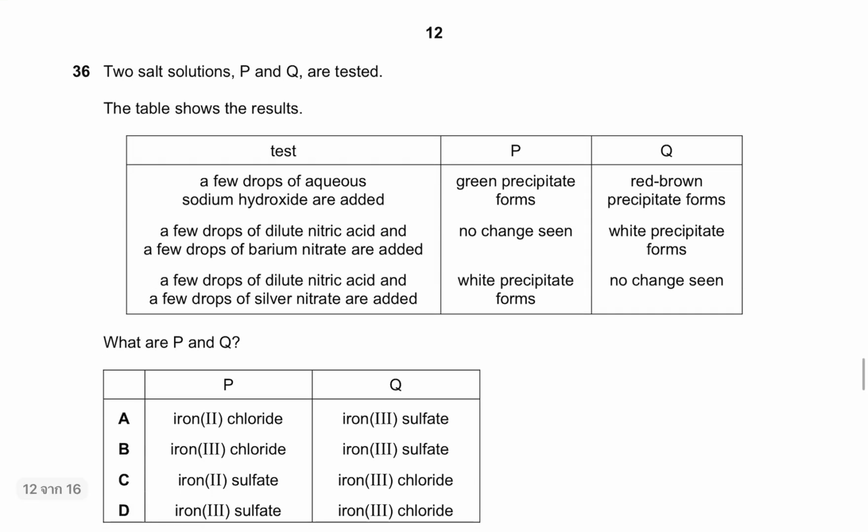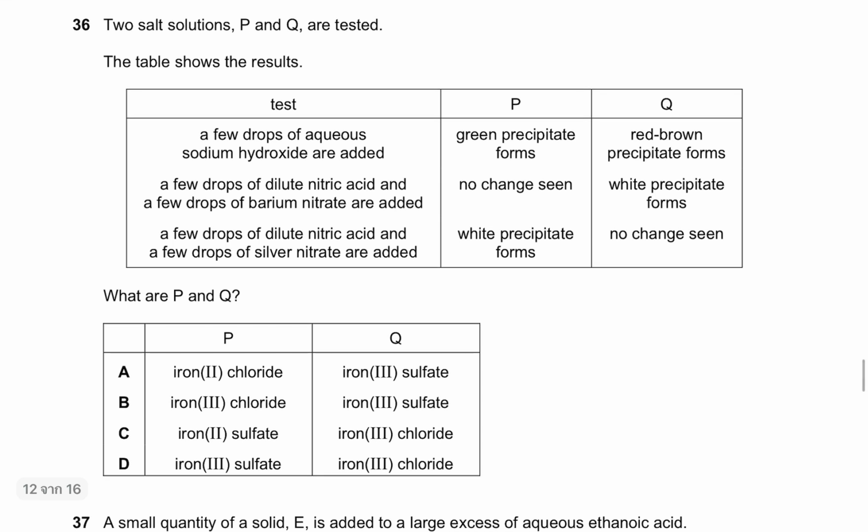Question 36. Two salt solutions P and Q are tested. The table shows the result. For the test, a few drops of aqueous sodium hydroxide are added. For P, a green precipitate forms, and for Q, a red-brown precipitate forms.